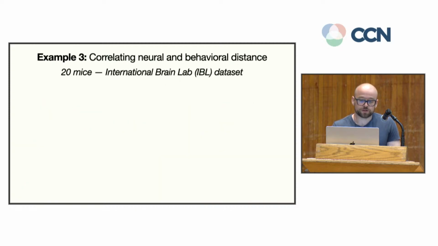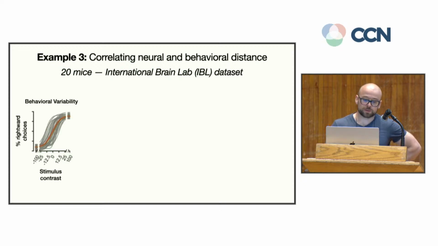Okay, I'm going to give you another example of looking at analyses across animals now. This is an analysis of 20 mice from the International Brain Lab data set. So these are mice performing a task. The details of that task don't matter too much. It's a sensory discrimination task. But each mouse's behavior is characterized by a psychometric curve that looks something like this. The orange here is the average, and the gray is the individual mice. So you can see that there's a lot of animal-to-animal variability in the behavior.